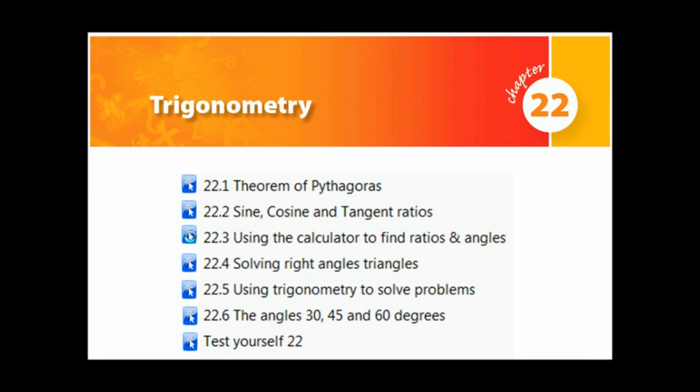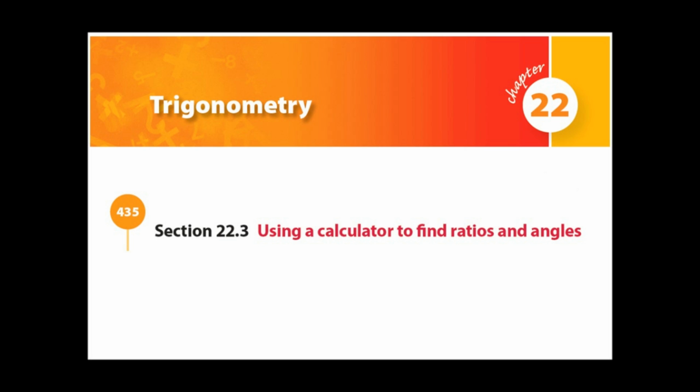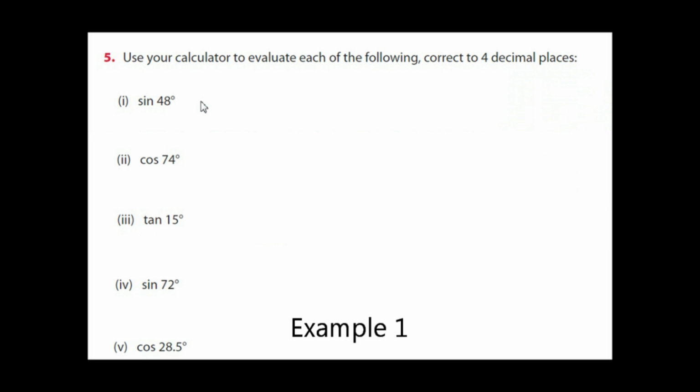In this video, we're going to look at using the calculator to find ratios and angles. So the first one is straightforward. Could you use the calculator to find sine 48 correct to 4 decimal places? Well, let me just type it into the calculator, exactly what you see, sine 48. Make sure the calculator is set in degrees and not in radians. There'll be a DEG written.